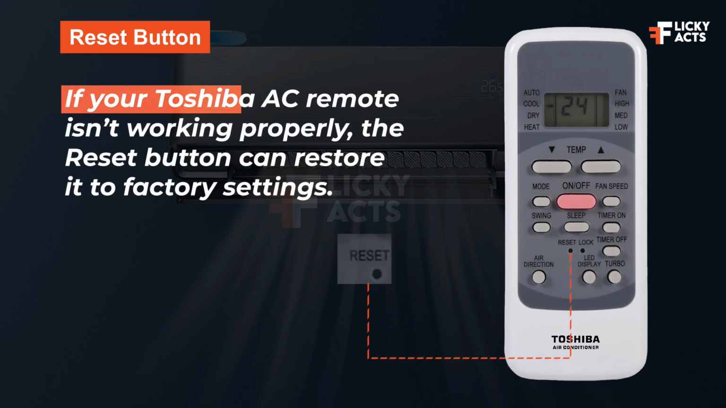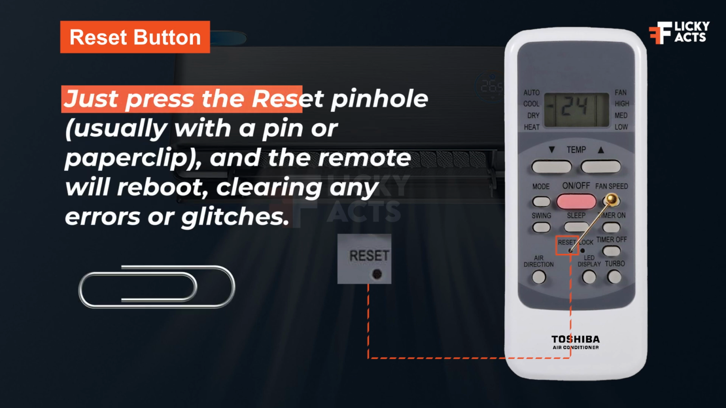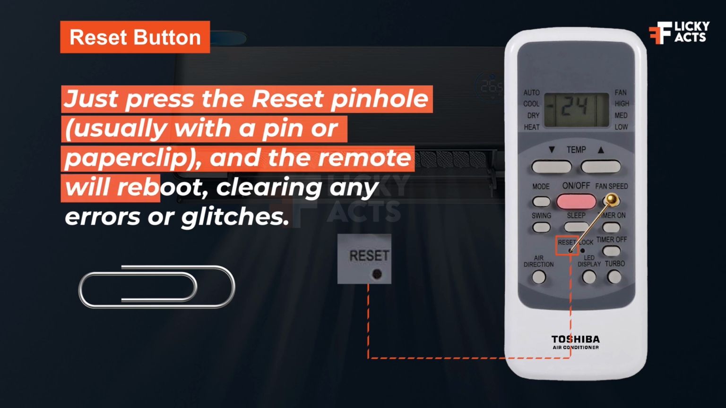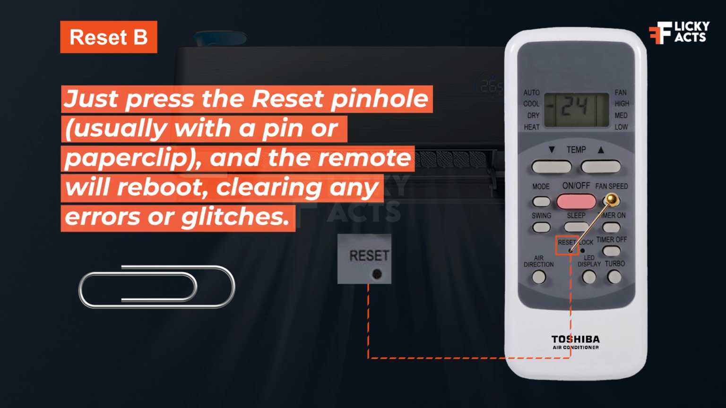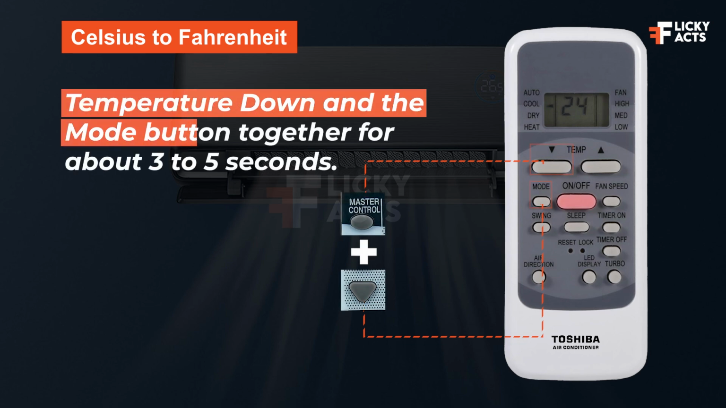If your Toshiba AC Remote isn't working properly, the reset button can restore it to factory settings. Just press the reset pinhole, usually with a pin or paperclip, and the remote will reboot, clearing any errors or glitches. Press and hold the temperature down arrow button and the mode button together for about 3 to 5 seconds.